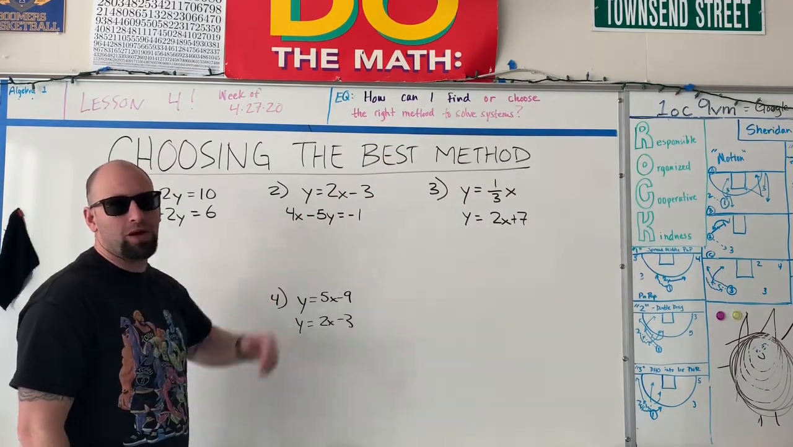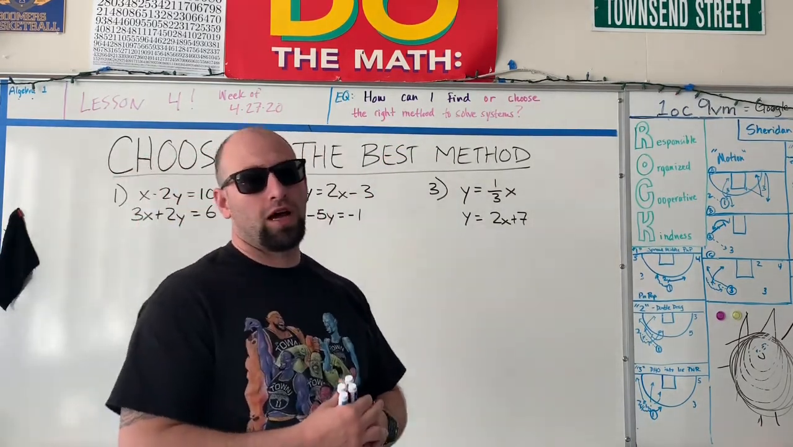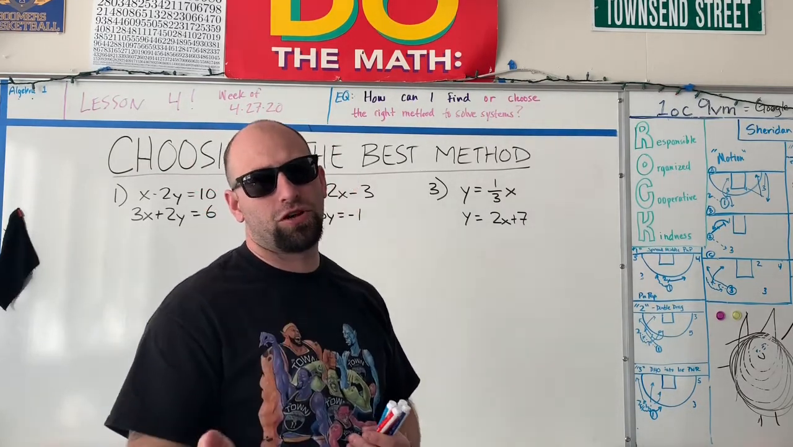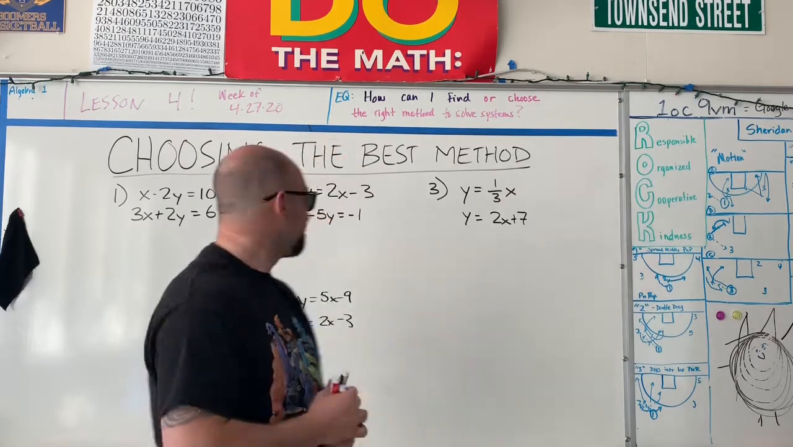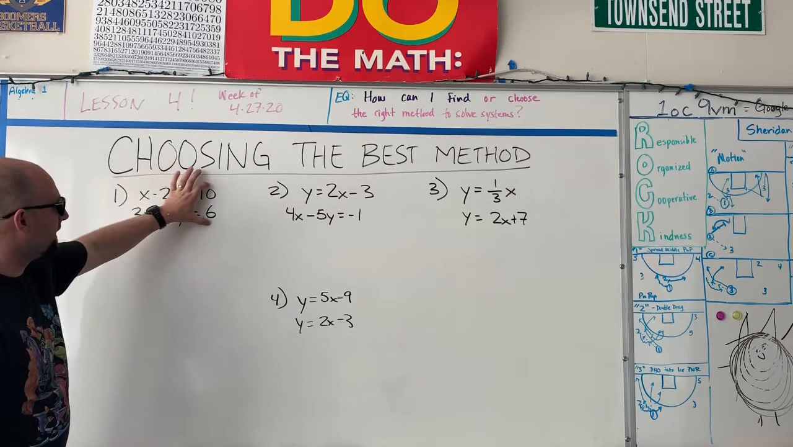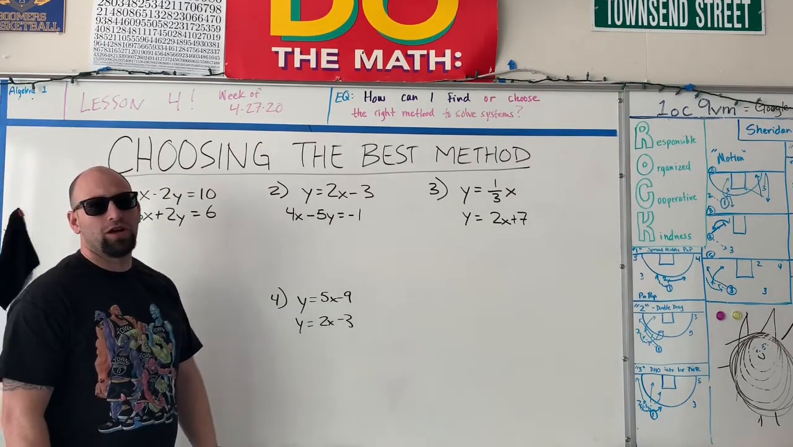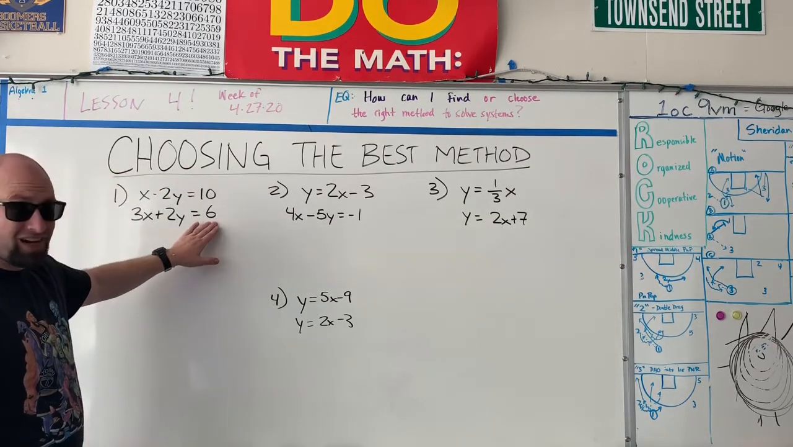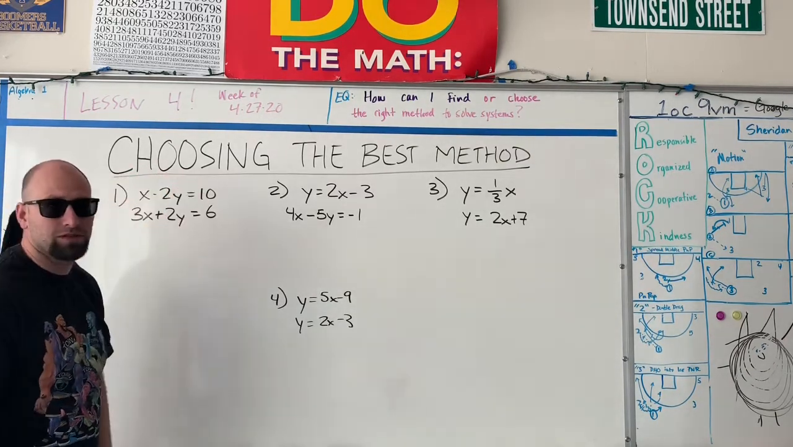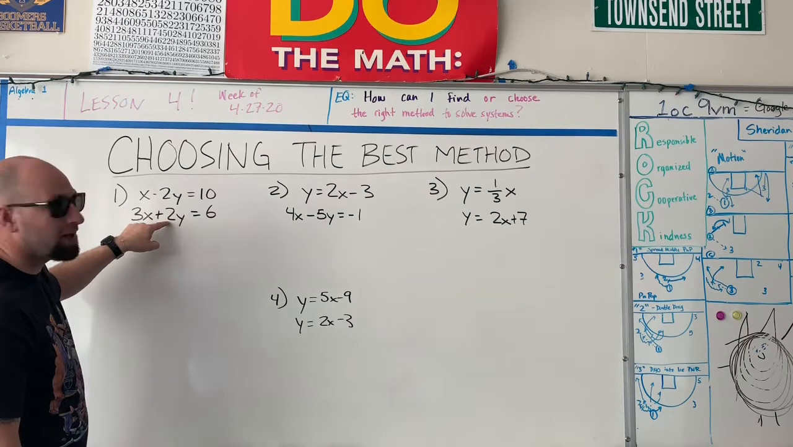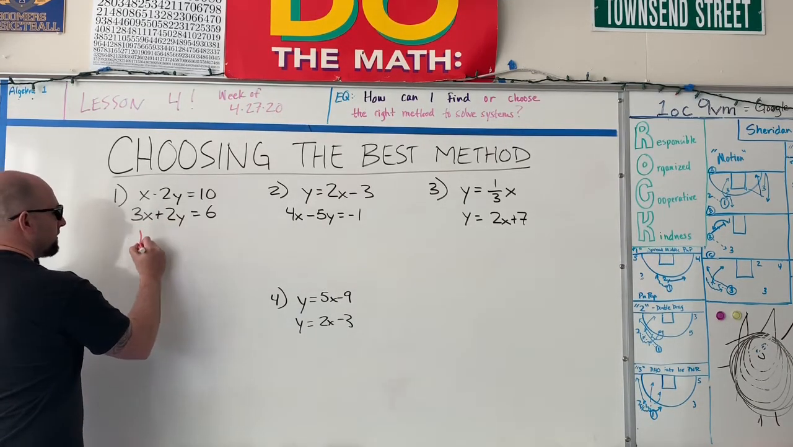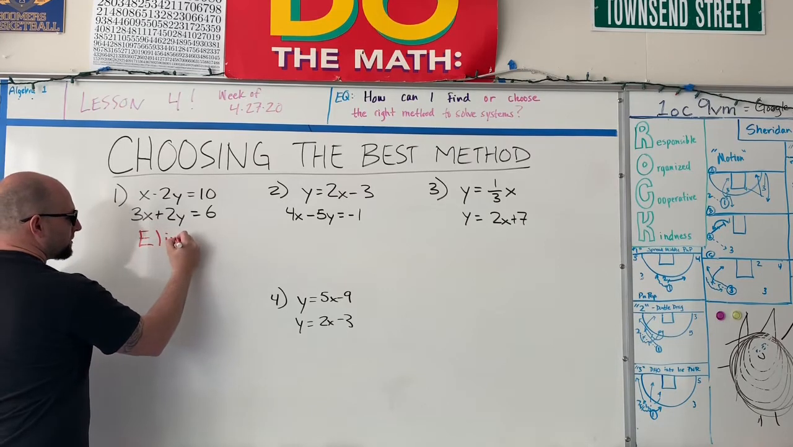So we've got 4 problems here, and I'm just going to go over which method I would use for each of them. Doesn't mean you have to, because you're going to be able to choose your own, but let's just go over it. Okay, so this one right here, we've got x and y, and we've got your constants on one side of the equation. So they're lined up in columns, and then you've got -2 and +2. So this would be a perfect opportunity to use elimination.